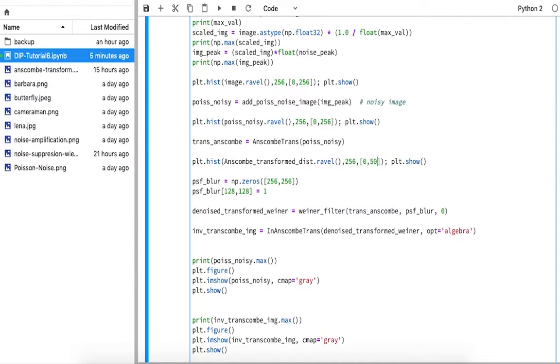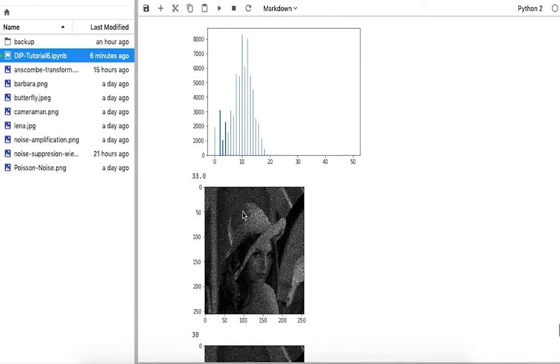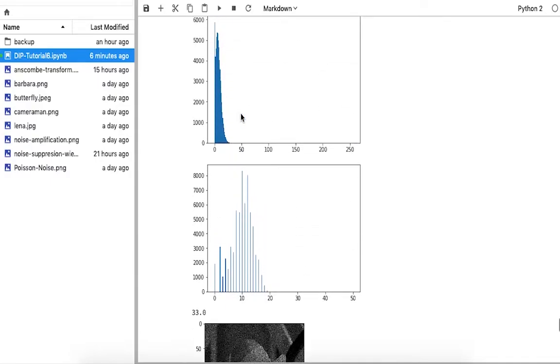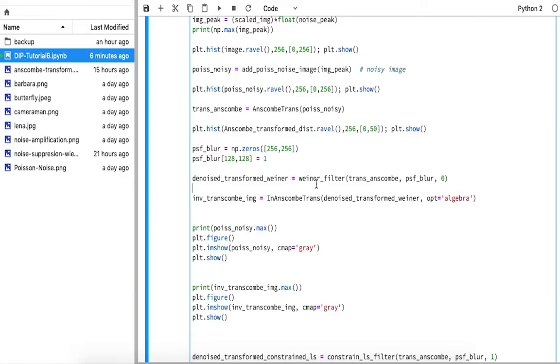Say 50. So you see it kind of Gaussianizes the original heavy, almost exponential Poisson distribution. So here you do whatever you want, like Wiener filter or adaptive Wiener filter. Then you take the inverse Anscombe transform. So what I'm doing here is applying a Wiener filter here, and then I'm taking it back, and you'll see the resultant image.